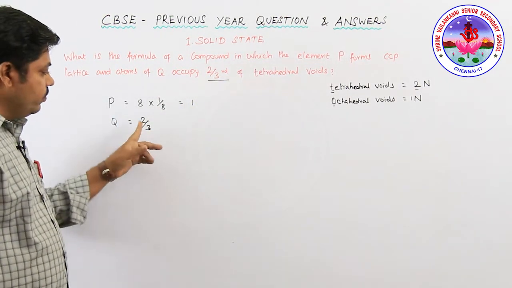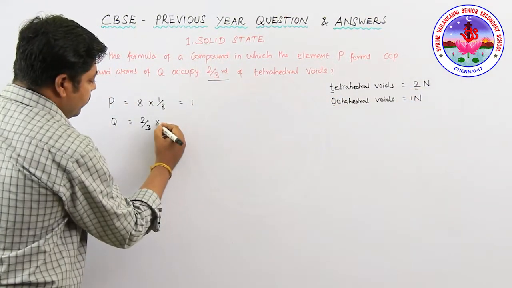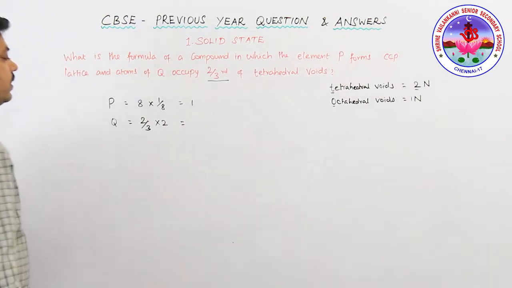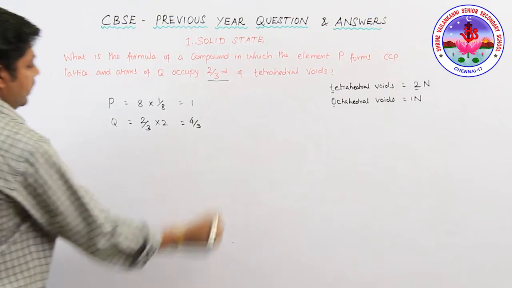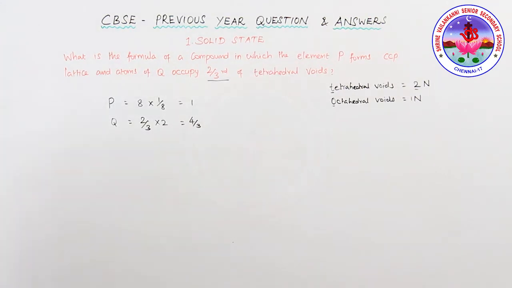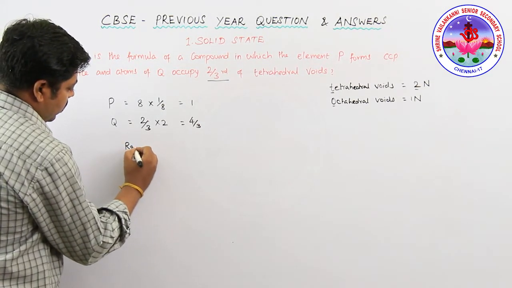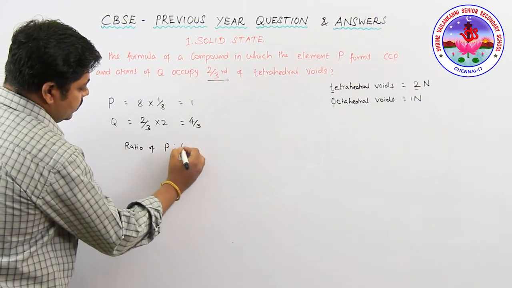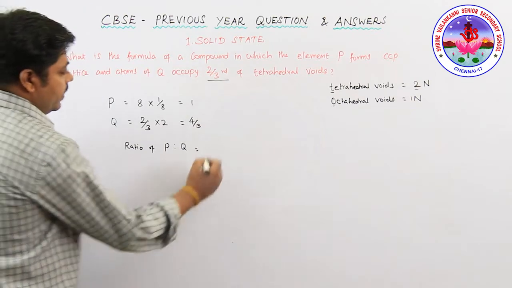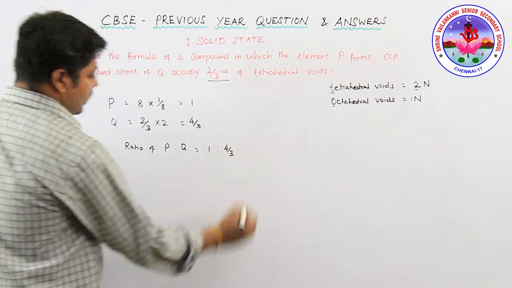So you have to use the 2 by 3rd. The number of tetrahedral voids is 2, so multiply into 2. So what is the Q value here? 4 by 3. Now you have to identify the ratio of the compound. The ratio of the compound P is to Q, where P is 1 and Q is 4 by 3.